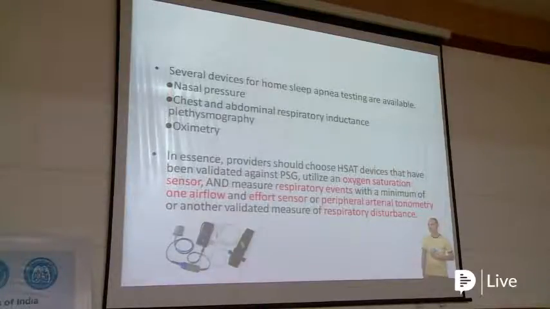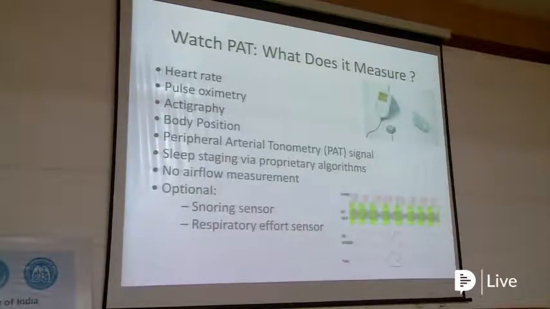of the respiratory disturbance. There is one device, I don't have that much experience with it, the WatchPAT, peripheral arterial tonometry. What does it measure? It measures heart rate, pulse oximetry, actigraphy, the patient's body position, and the peripheral arterial tonometry signal. Then sleep staging is done via a proper algorithm, there is no airflow measurement, and the snoring sensor and respiratory sensors are optional. And these are the signals: PAT amplitude, PAT signals and the pulse. So in that way they can detect OSA.